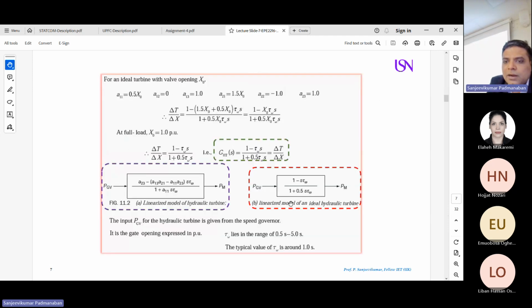If you want an ideal hydraulic model, give the input here. If you want a non-ideal model, feed it here.